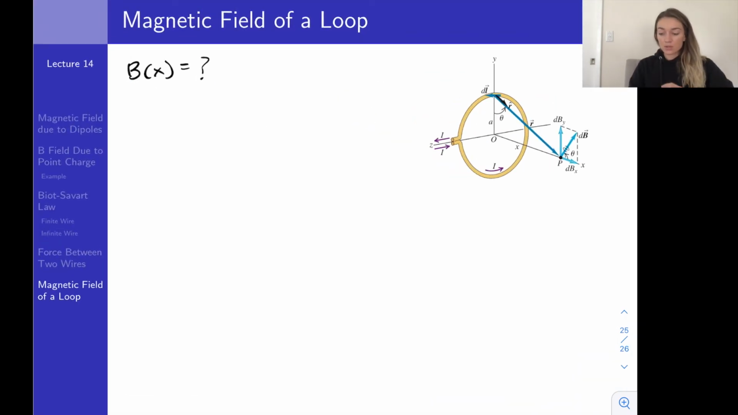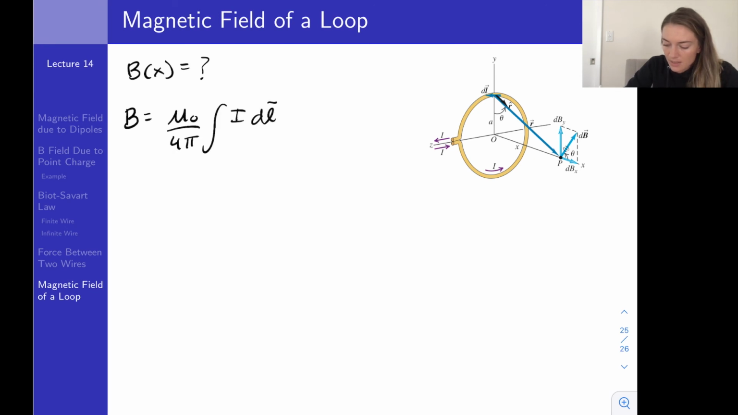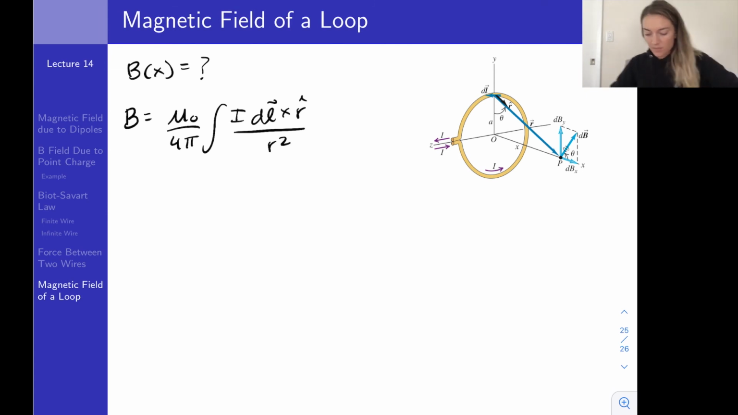Well, we're going to have to use our Biot-Savart law and integrate. So let's write that first. We're going to have mu naught over 4 pi, then we're going to do I dl cross r hat over r squared. Okay, so let's start figuring things out here. Let's do r first.